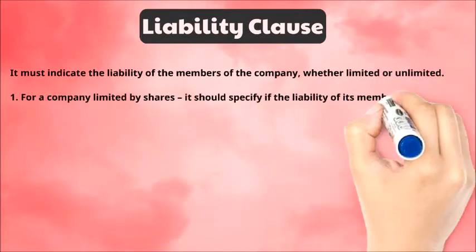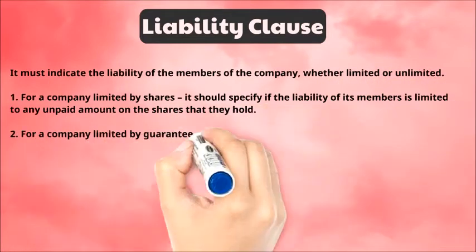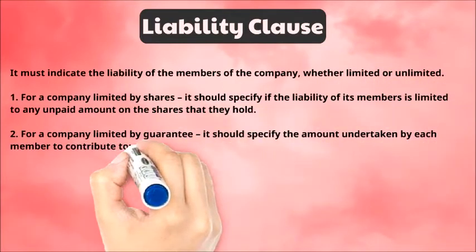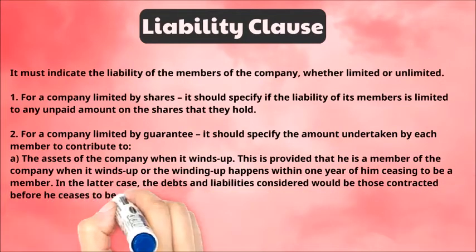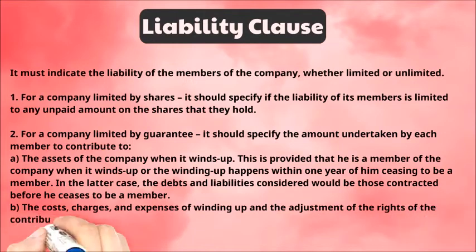Liability clause. It must indicate the liability of the members of the company, whether limited or unlimited. 1. For a company limited by shares, it should specify if the liability of its members is limited to any unpaid amount on the shares that they hold. 2. For a company limited by guarantee, it should specify the amount undertaken by each member to contribute to: a. The assets of the company when it winds up.